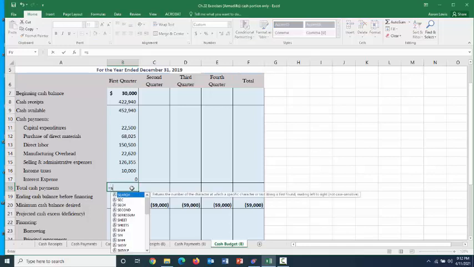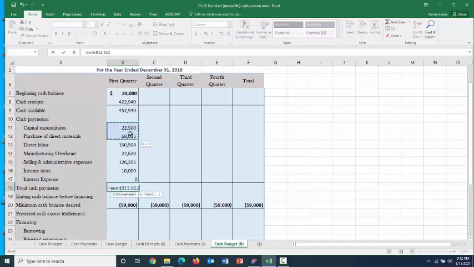So if we take the sum of everything we're paying cash for, our capital expenditures, our direct materials, our direct labor, our manufacturing overhead, our selling and administrative expenses, our income taxes, and our interest expense, we come up with a total of $400,000 on the dot. That is the total amount of money that they're going to have to spend.